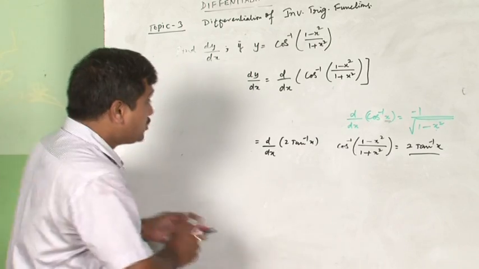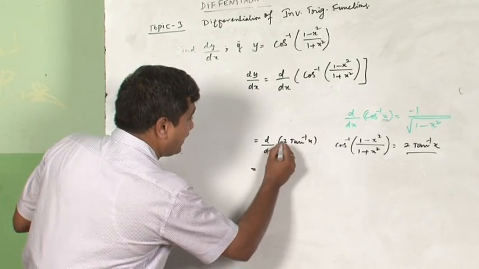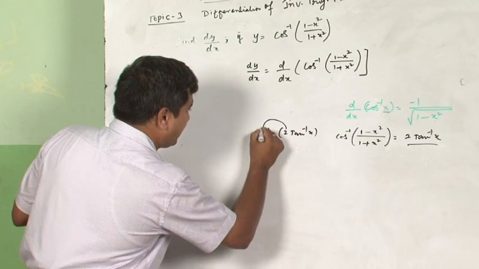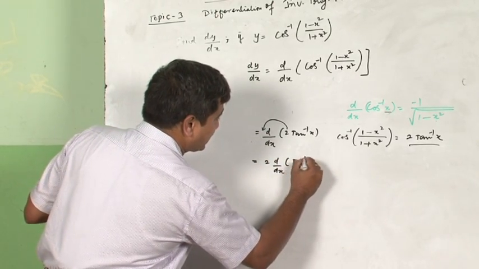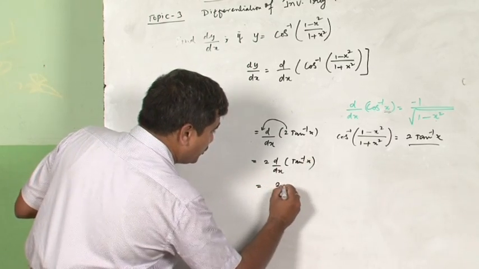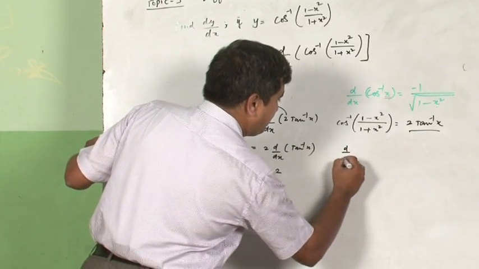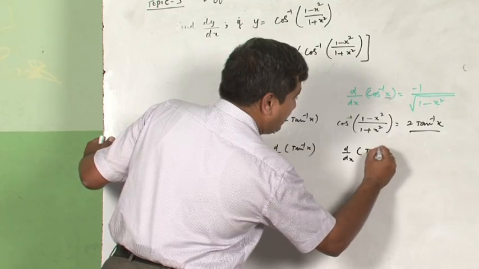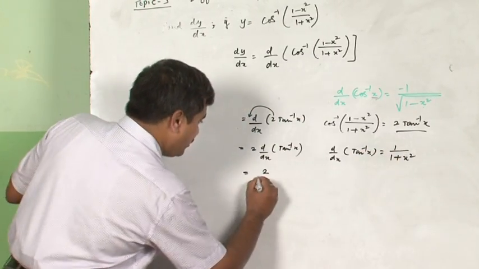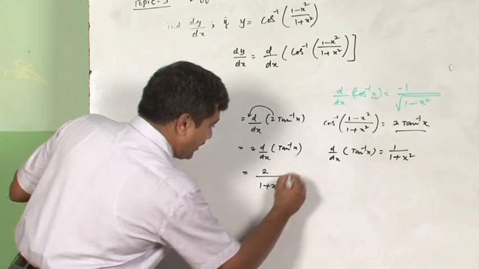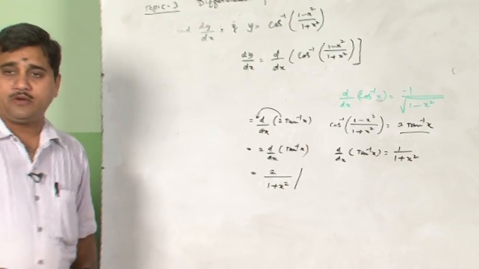Differentiate this function. So what you try to do is take the 2 out, that becomes 2 d by dx of tan inverse x. Differentiating tan inverse x, d by dx of tan inverse x is equal to 1 upon 1 plus x square. So 2 upon 1 plus x square. This is the end result of your problem.